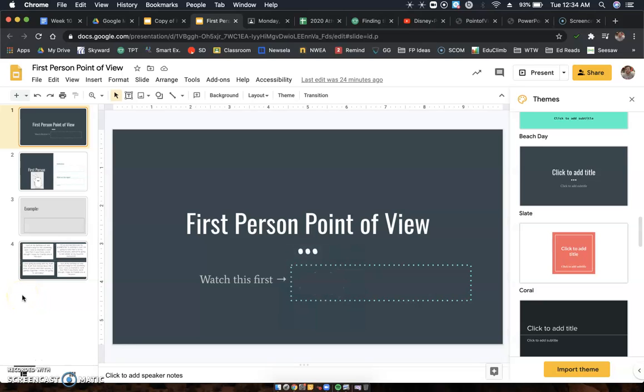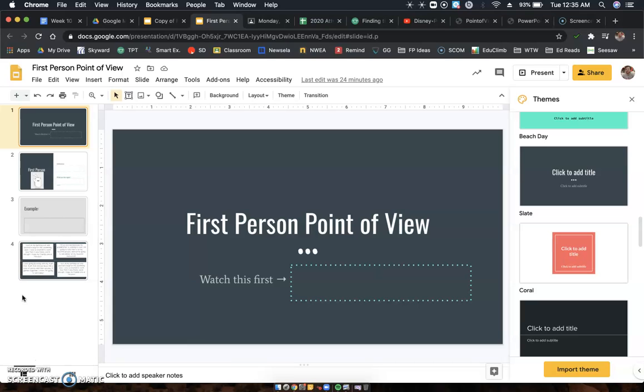Today what we're going to do is move on from talking about point of view. Yesterday we talked about the three different kinds of point of view. Today we are going to talk about one of them: first person. First person is probably one of the easier ones.